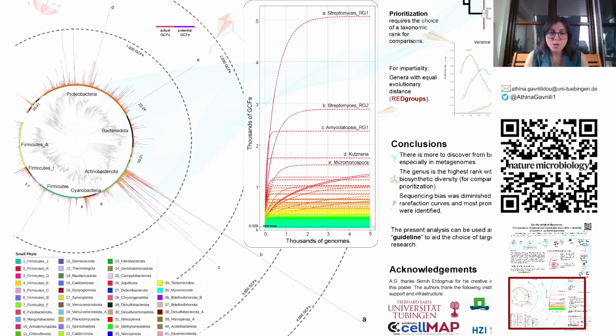At this point, we could quantify the biosynthetic diversity in each RED group, but in order to minimize the sequencing bias, as some groups have been sequenced much more systematically than others, we drew again rarefaction curves with the purpose of comparing unevenly populated RED groups. Since all the curves reach a specific number of genomes on the x-axis, we can compare those points, the potential GCFs, among the groups. For better visualization, we drew the GTDB's bacterial species tree, pruned to the RED groups, and around it we plotted the bar plots of actual and potential GCFs. We can immediately see some interesting phyla and some very impressive outliers.